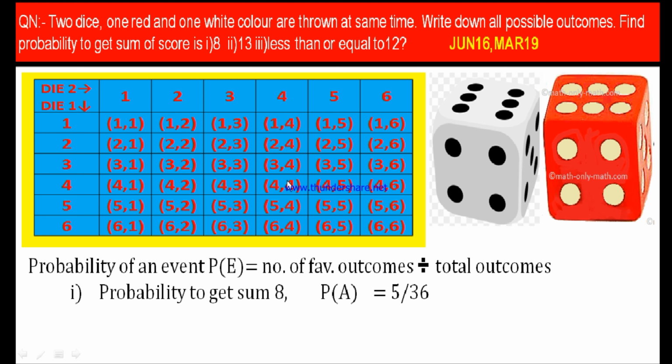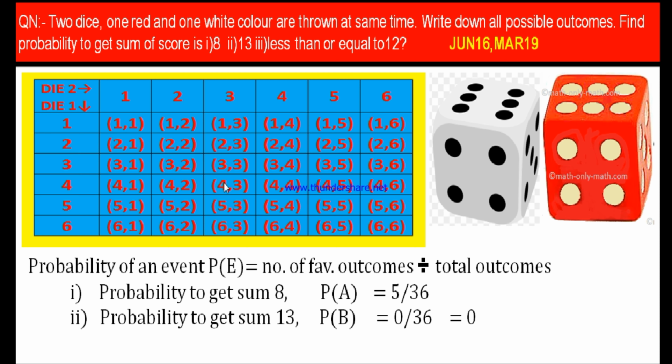6 rows and 6 columns. Therefore, it is 6 into 6, 36 total number of outcomes. Therefore, the probability to get the sum which is equal to 8 is P of A is equal to 5 by 36. And the second bit, the probability to get the sum 13, you verify.